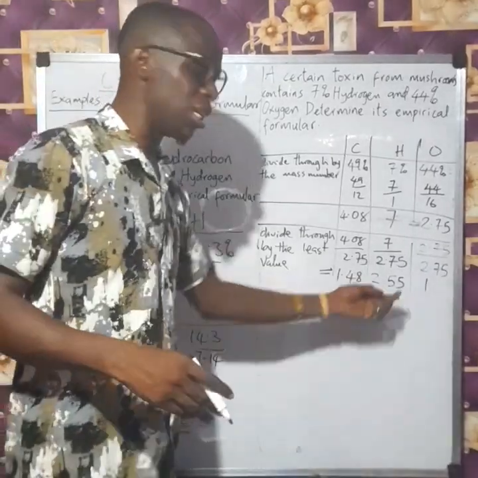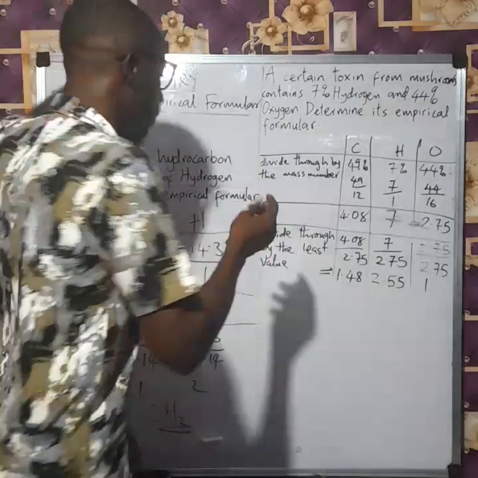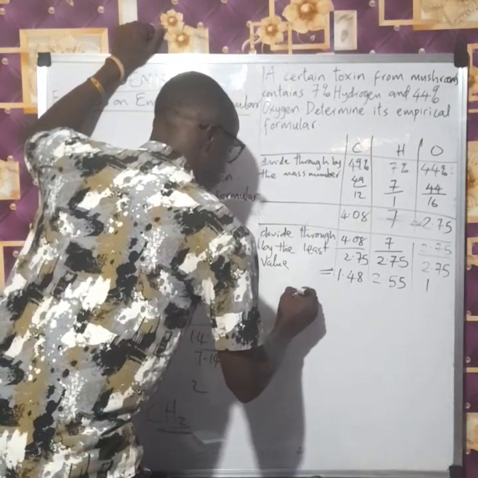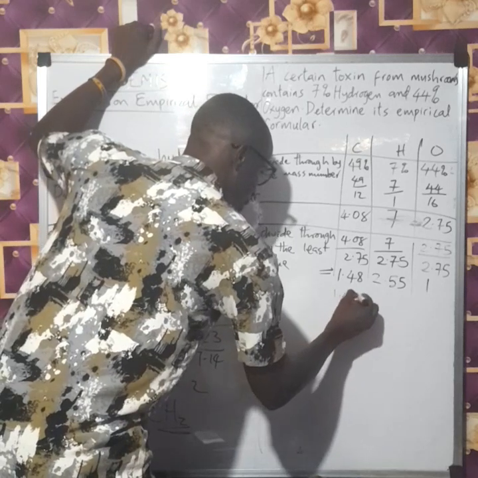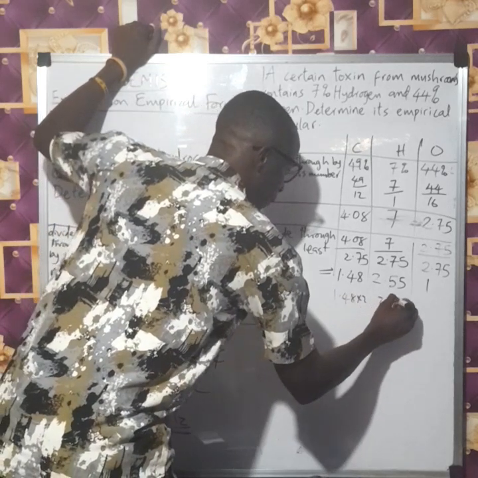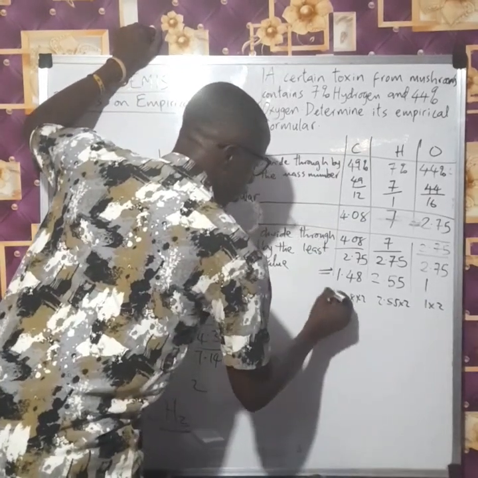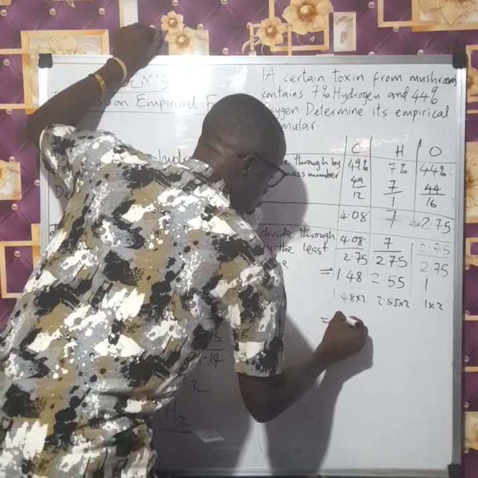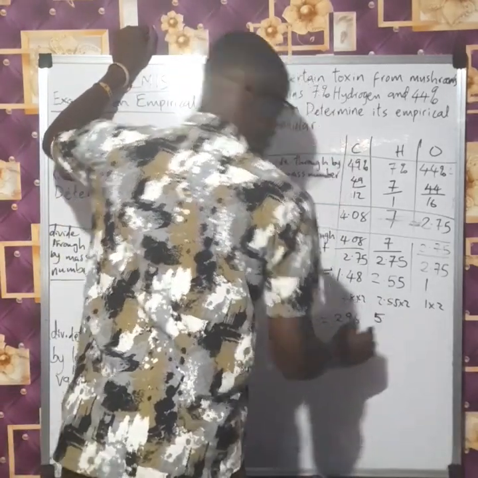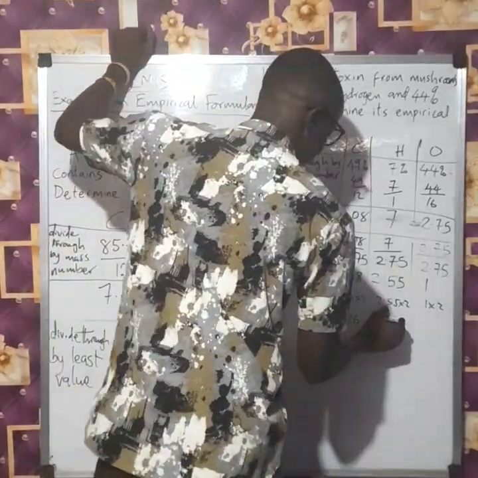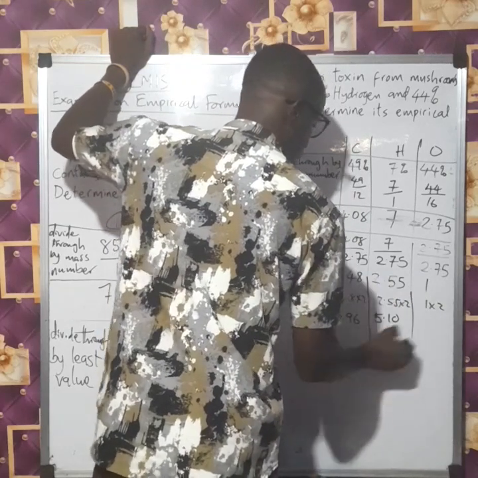When you're having something like this, you start testing by what? Multiply by 2, multiply by 3, multiply by 5. So this one now we say what? Let's start with 2. 1.48 times 2, 2.55 times 2, and 1 times 2. This gives you 2.96. Are we there? This gives me 5.10, and this guy gives me 2.